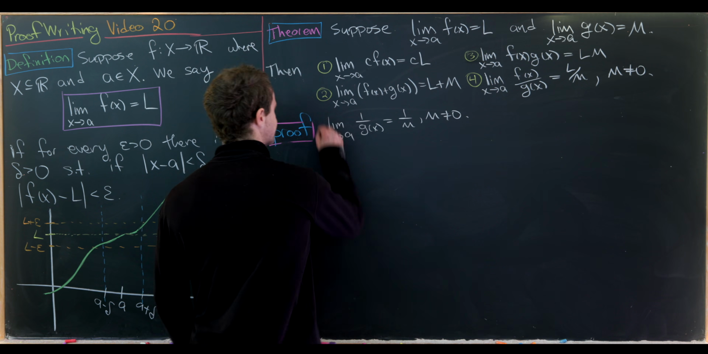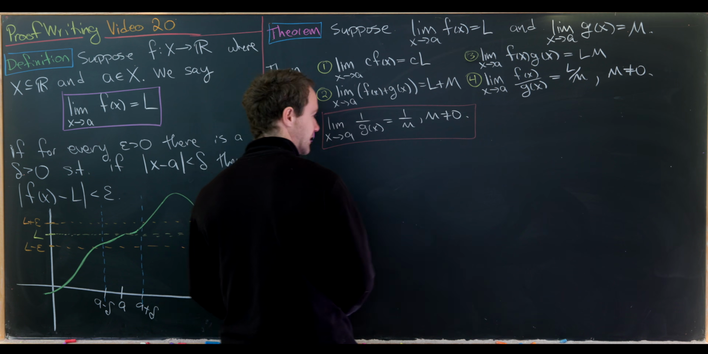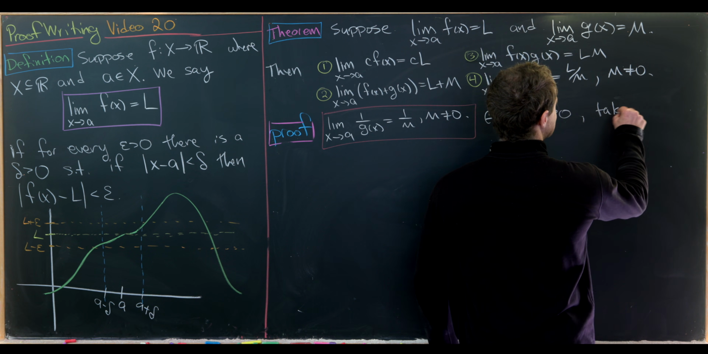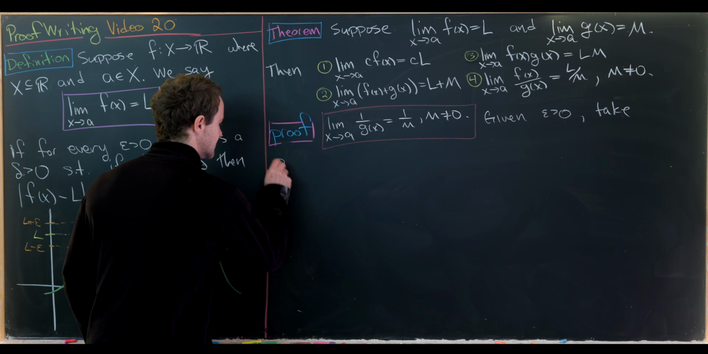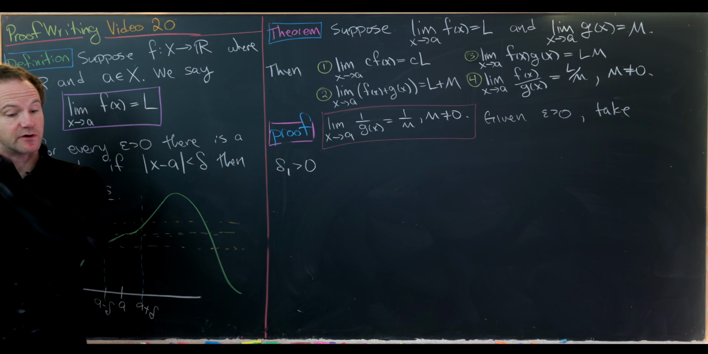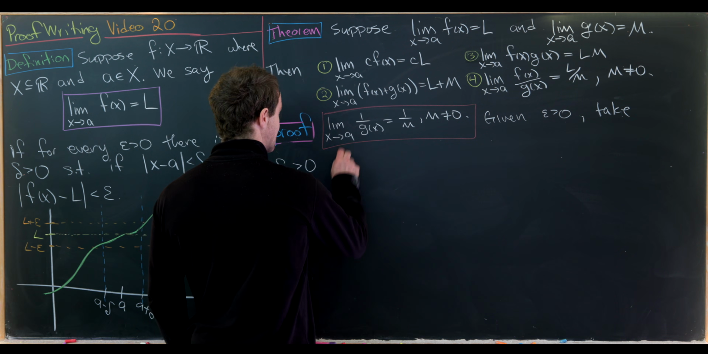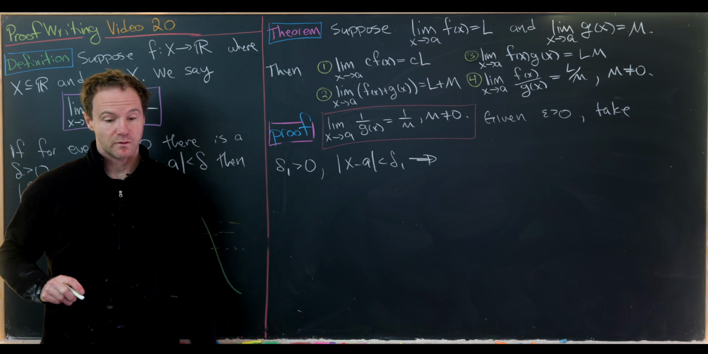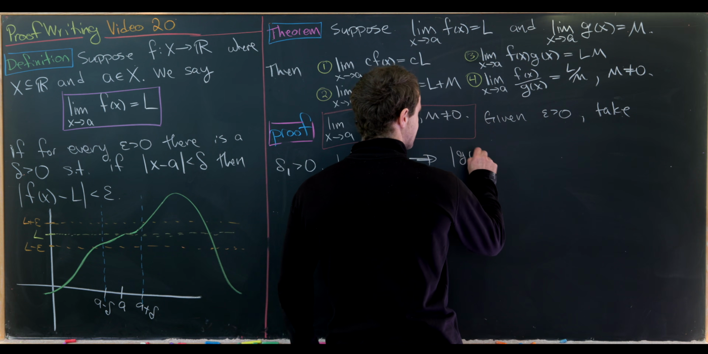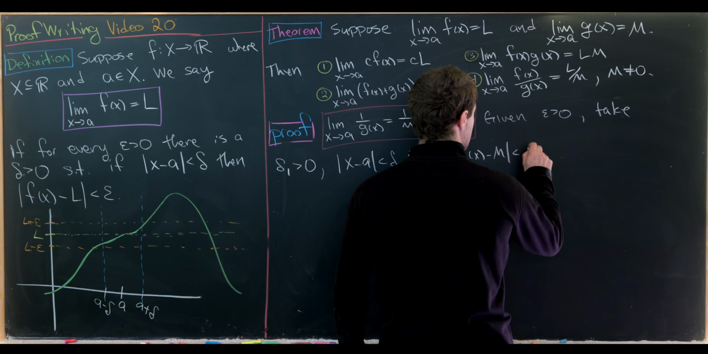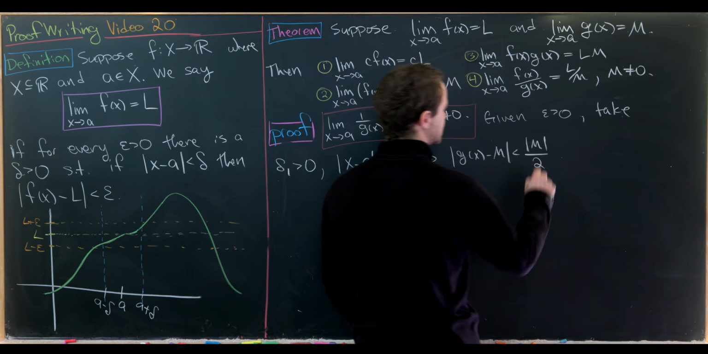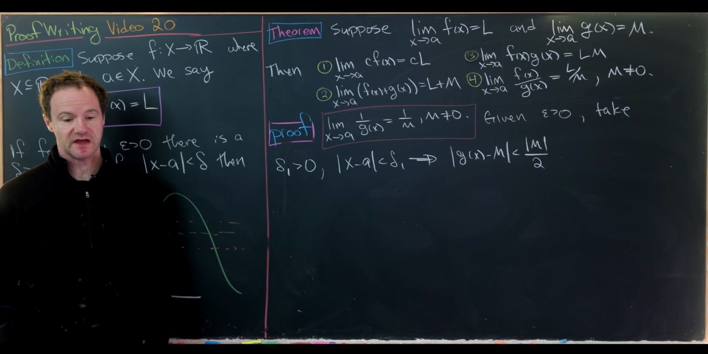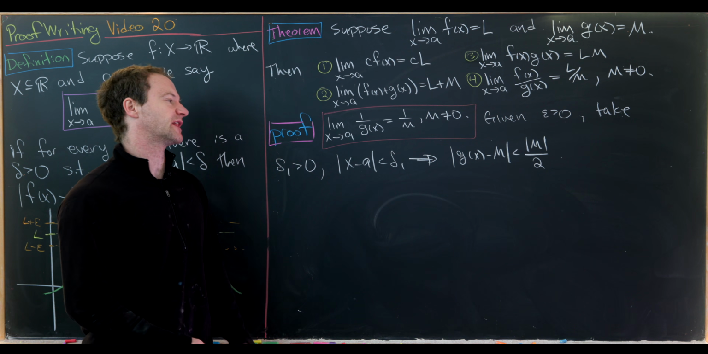Well, maybe we'll put a box around this to show that this is actually what we are proving. So let's say we're given epsilon bigger than 0, let's take the following deltas. So let's take delta 1 bigger than 0, that makes the following happen. And that is that if the absolute value of x minus a is less than delta 1, then we have the absolute value of g of x minus m is less than the absolute value of m over 2. Okay, so again, that's possible. We're just taking our epsilon to be the absolute value of m over 2 in that case. But now let's see where that takes us.